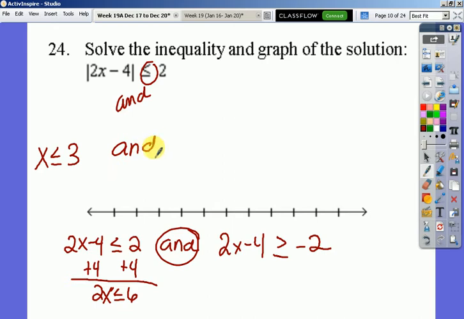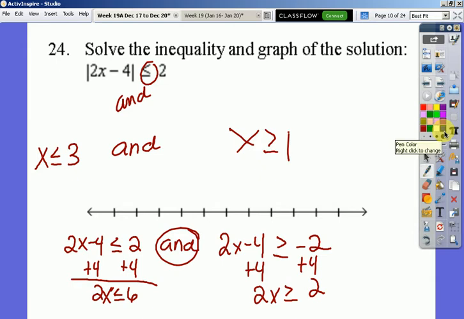And okay, when we solve this, we add 4 and add 4. 2x is greater than or equal to 2. So x is greater than or equal to 1. So that's an and. They're going to come together. Do you remember how to combine it so that it's just a single inequality? Always start with which one? There's no negative there. Start with the less number. Yep, start with 1. 1 is less than or equal to 3.